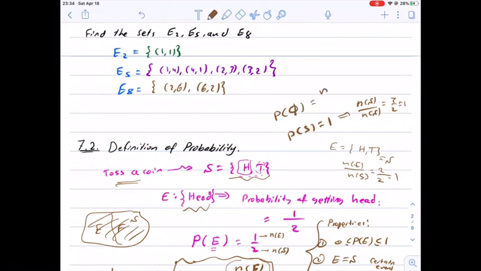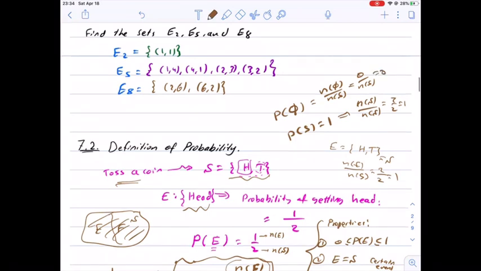Now if I ask you what is the probability of phi, the empty set, that's equal to the number of elements of the empty set over the number of elements of S. The number of elements of the empty set is 0, divided by the number of elements of the sample space. It can be any number.